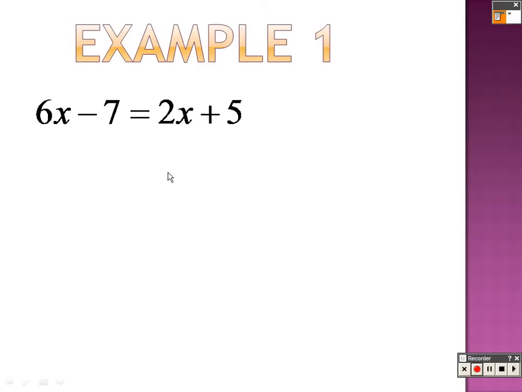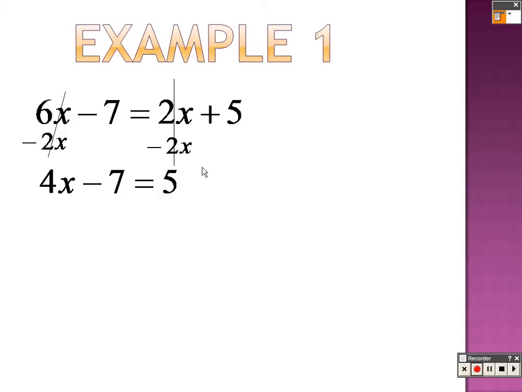So we're going to try to get all the x's onto one side, and then get all the numbers onto the other. I like to try to make things positive. Since this is a positive 2x, I'm going to subtract 2x on both sides. The reason I chose to do it this way is that when these cancel out, 6 minus 2, I get a nice positive 4x over there. I still have the negative 7 here, and the 5 left over on this side.